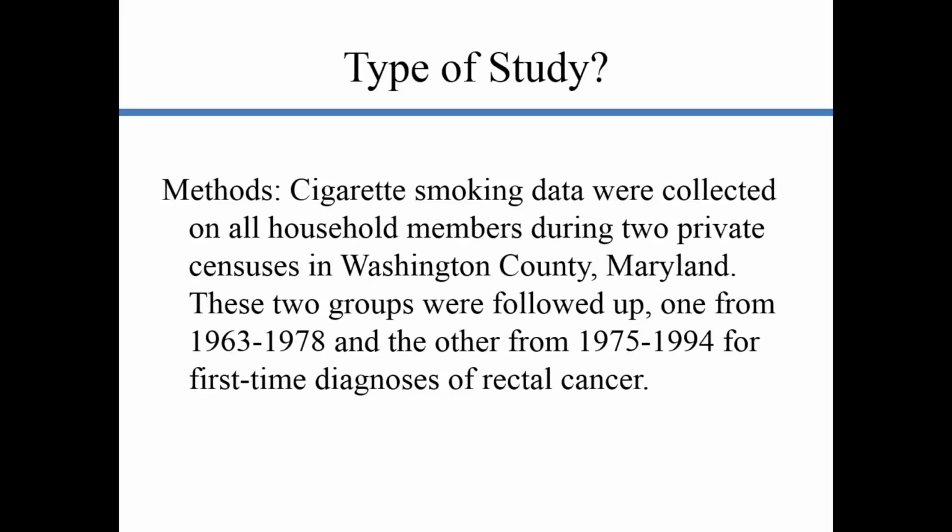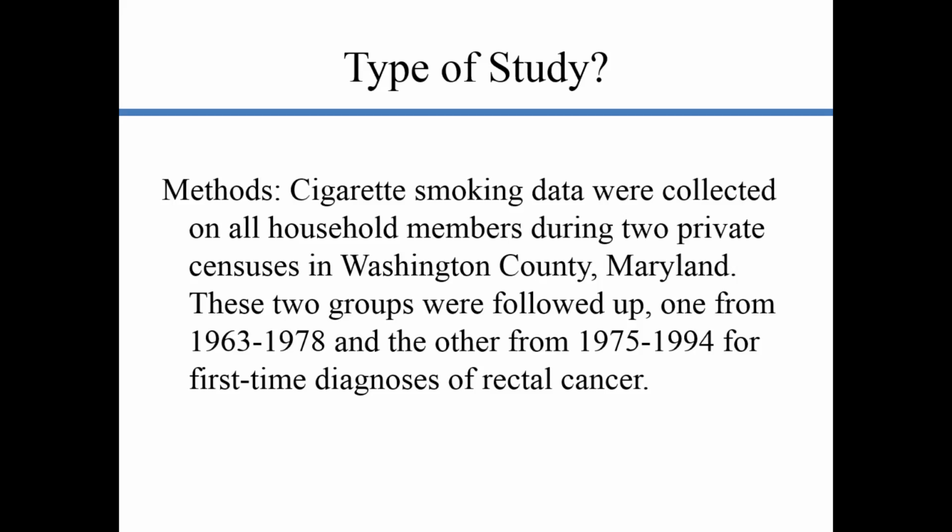So what type of study is this? Again, this is going to be easy. I took it from the literature. Cigarette smoking data were collected on all household members during 2 private censuses in Washington County, Maryland. These 2 groups were followed up, one from 1963 to 1978 and the other from 1975 to 1994, for first-time diagnosis of rectal cancer.